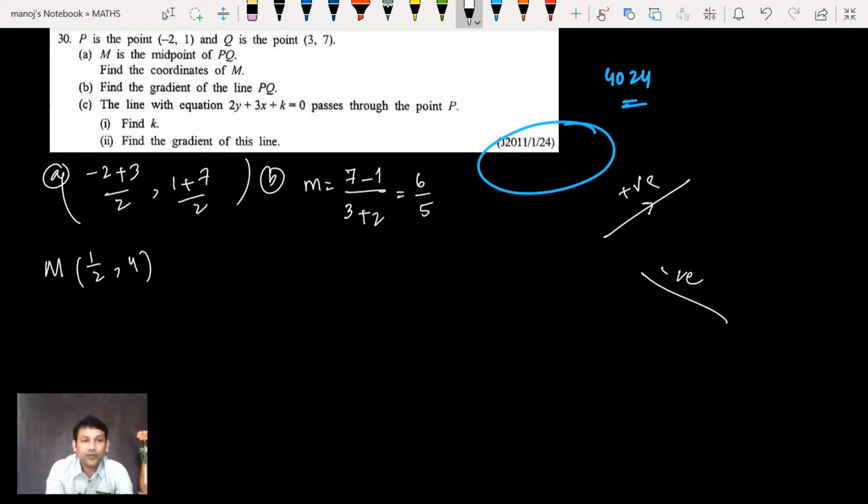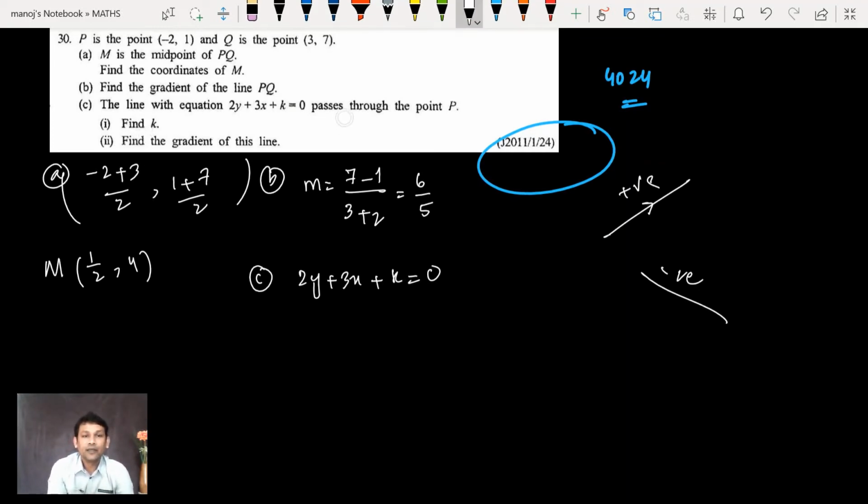Part C, we are moving on. The line with this equation passes through the point P. Whenever any line is passing through a particular point, I can put that value. Like I'm writing here, the same example. When this line is passing through 2, 3, I can put x=2 and y=3. When this line is passing through 5 and 6, I can put x=5 and y=6. This is the general, normal way to put the value when a line is passing through a particular point.